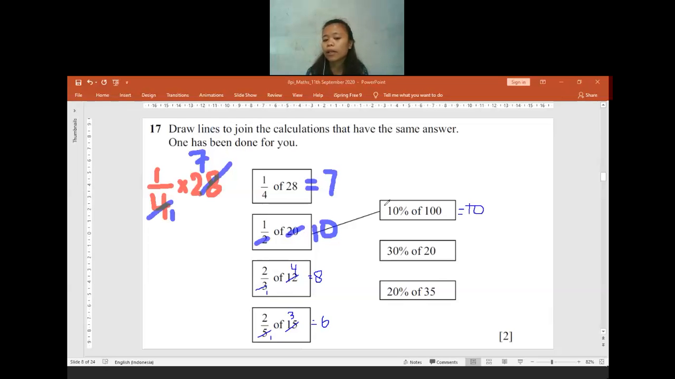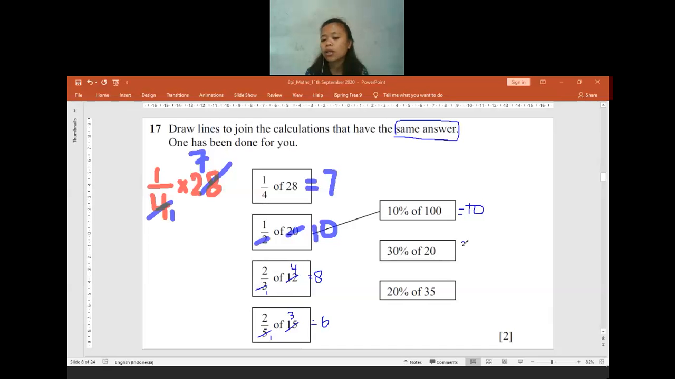No need to count. Why? Because we already have the example. When we have the line, it means the answer will be the same answer. So it means the first box on the right side, the answer it will be equals to 10.